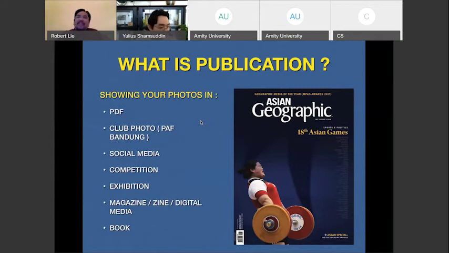And the last one, usually one of the important ones, is making a book. A book is very important because you can sell it, or give it to your friends. No worries. But it is usually the last thing you do when you publish: make a book, of course a photography book. Okay, I go to the next.